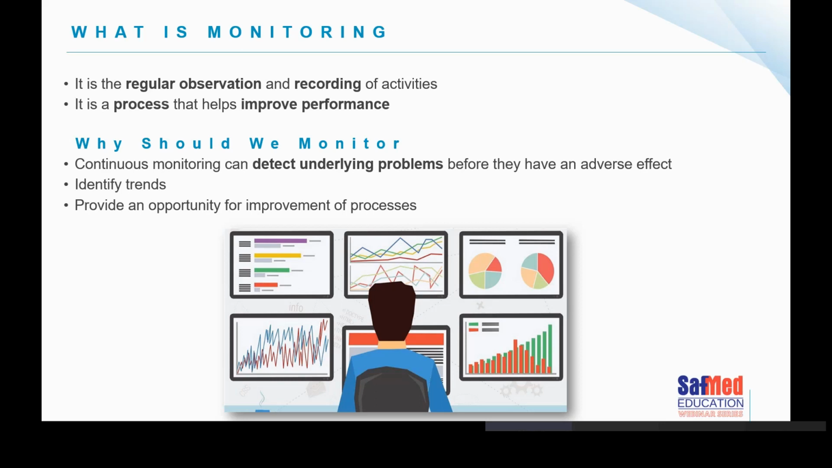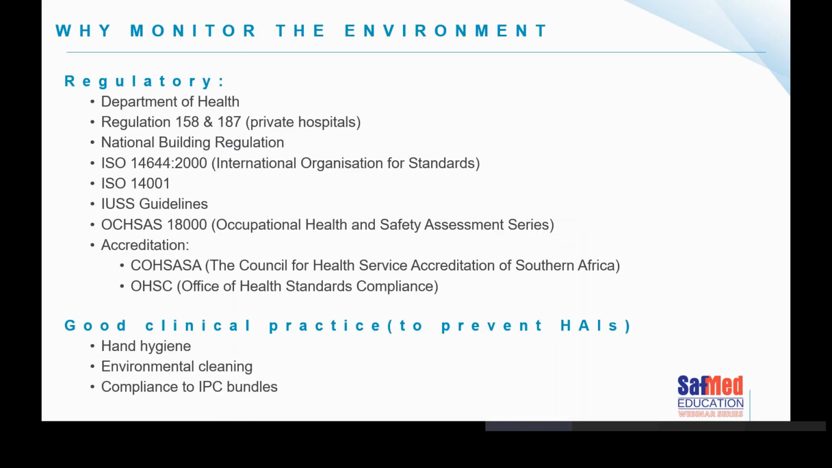So why do we need to monitor the environment? First of all, there are regulatory requirements by the Department of Health, Regulation 158 and 187, the National Building Regulation, ISO, IUSS guidelines, the Occupational Health and Safety Assessment Series, accreditation for CUSASA if you are part of that accreditation body, and then the Office of Healthcare Standards Compliance. That's the one reason, to comply with regulatory requirements.